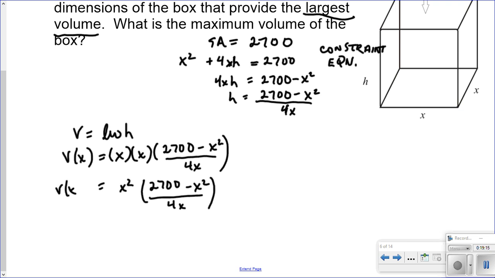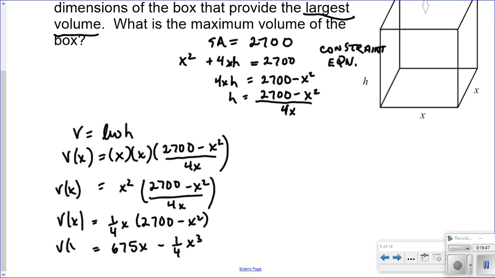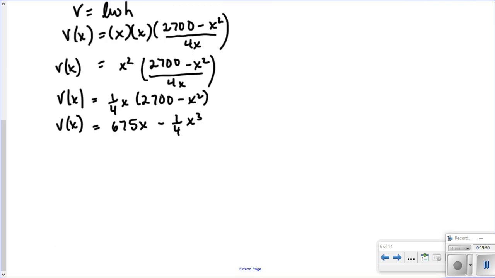So let's do a little bit of math here. When I bring that in and simplify, let's clean that up. I've got 1/4 x. I'm going to do the 4x into the x squared, and that leaves me with 2,700 minus x squared. And if I actually do the calculations here, I've got in my notes 675x minus 1/4 x to the power of 3. All I did was distribute that in here. So this is my volume function in terms of x.